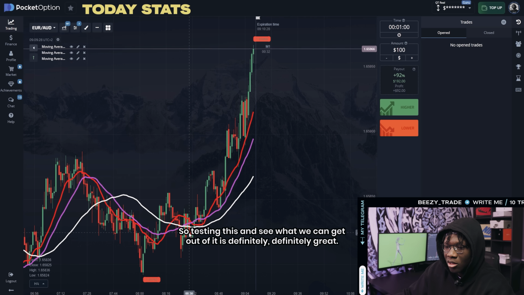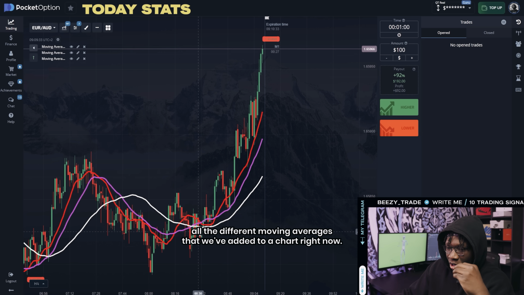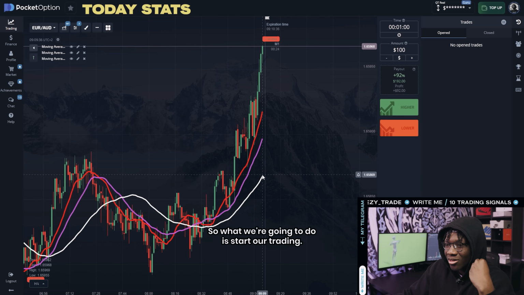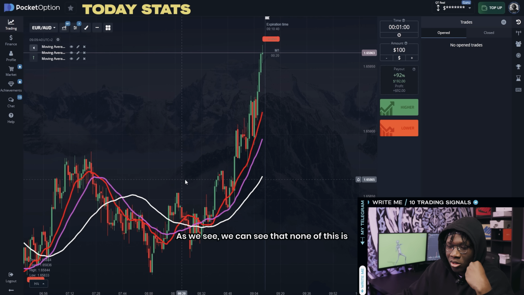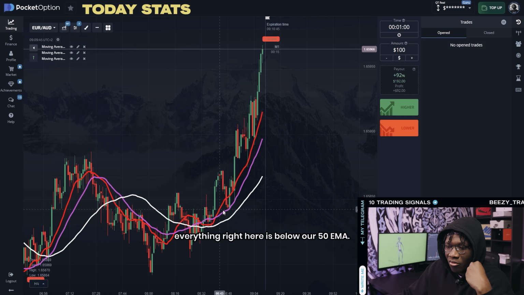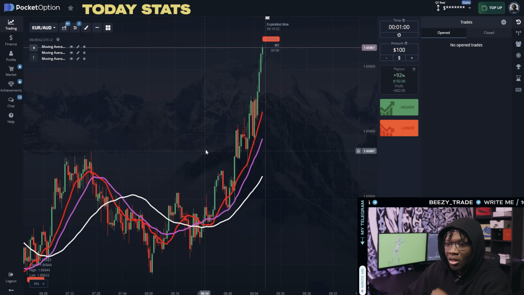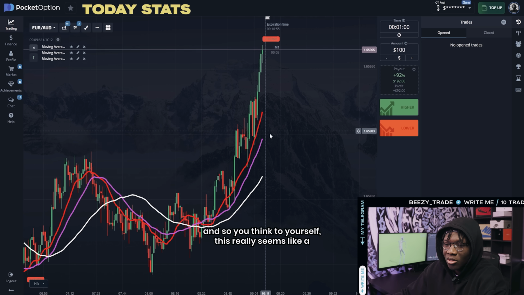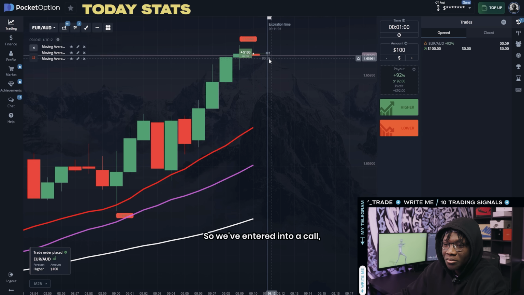So we've explained all the different moving averages that we've added to the chart right now. So what we're going to do is start our trading. So we're looking for a good entry point in the market. As we see, everything right here is below our 50 EMA. You can see that the market crossed right here and it's been bullish since there. And so you're thinking to yourself, this really seems like a no-brainer for you to enter into a call. So we've entered into a call.